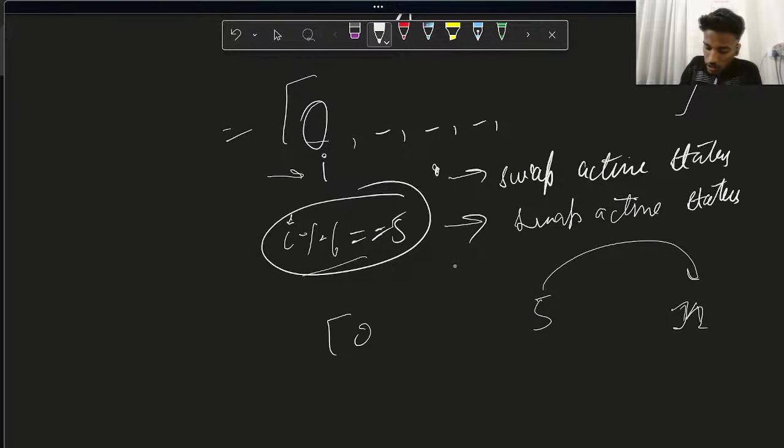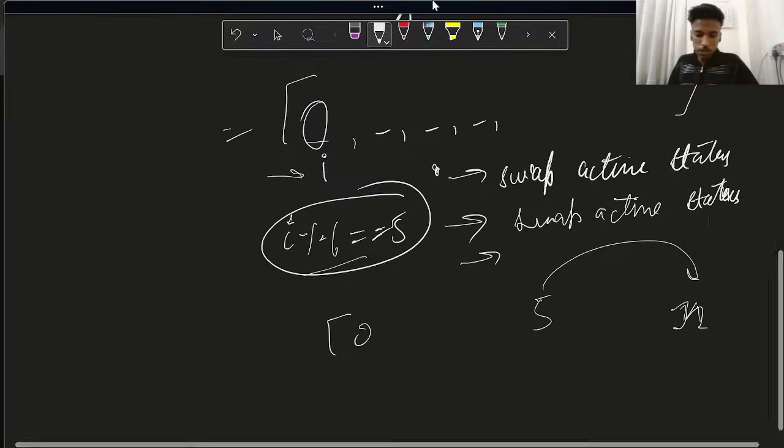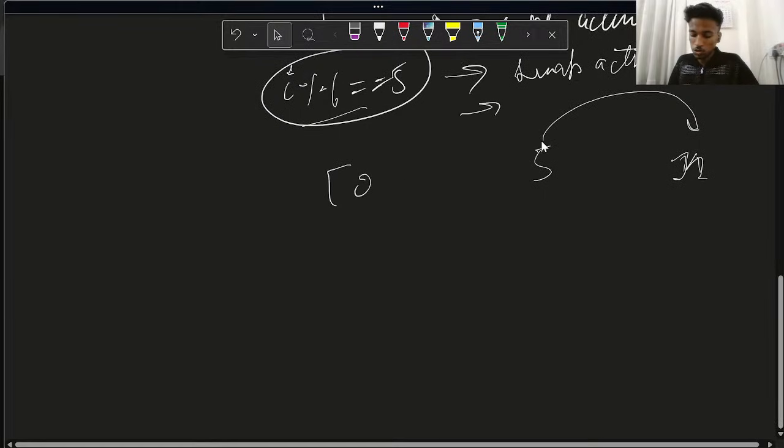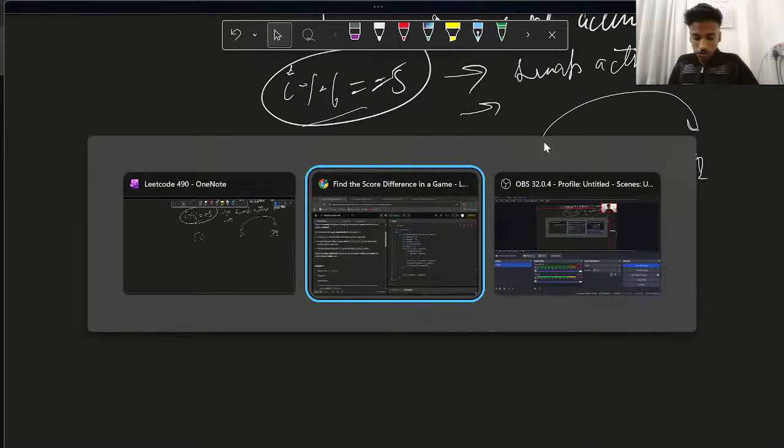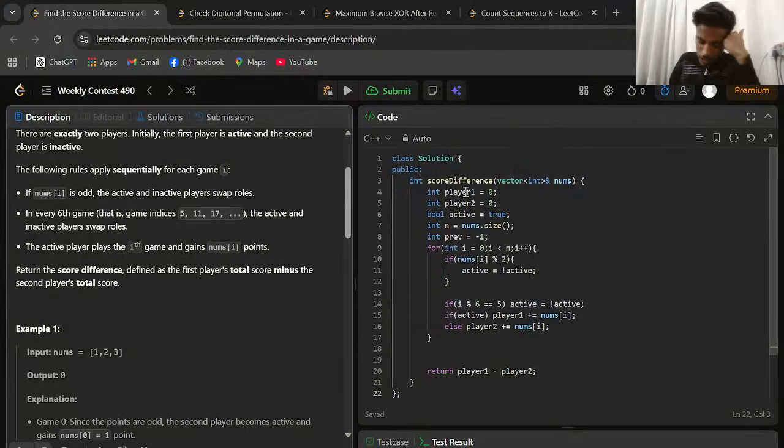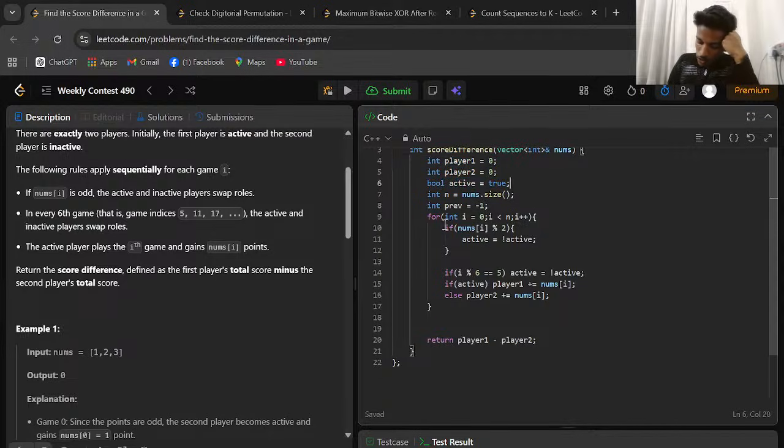Finally, after swapping, you have got the active state. Based on the active state, either add the score to player one's total score or player two's total score. So that is how it will go. Initially, player one and player two both have 0 score, and we have the active status. Now you can ignore this previous one, it has no use.